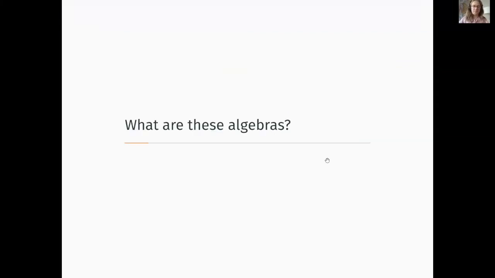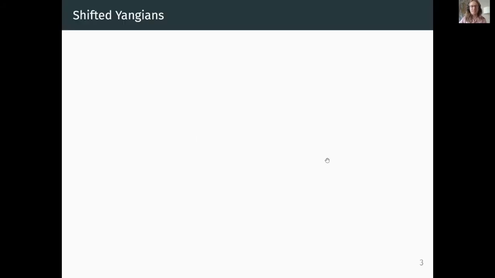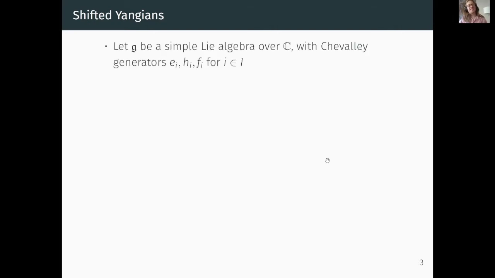So as I said, I'll start with what are these algebras? Let's just get to it. I thought I would give a quick overview of what a shifted Yangian is, since it's maybe the most algebraic part of this talk. It's not so important, the exact definition, but I thought I would give it. So let's fix some notation. We'll take a simple Lie algebra, G, with some Chevalley generators for that: E_i, H_i, F_i.